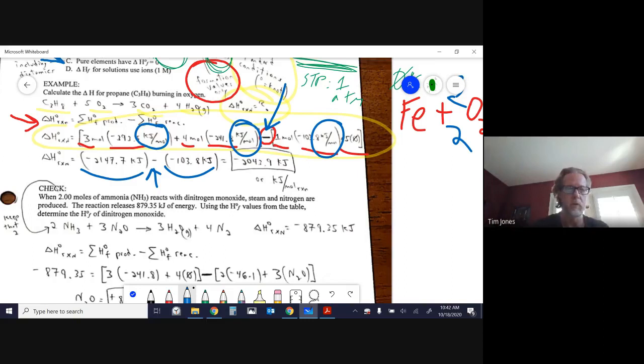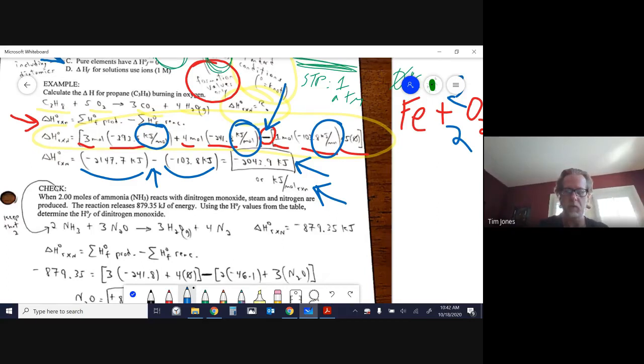The answer is relative to this reaction. So if you just want to say kilojoules, that's fine, relative to the reaction. Or you can emphasize it and say kilojoules per mole reaction, which is actually even better.